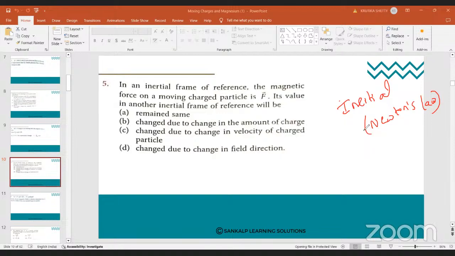So what is the question asking here? In an inertial frame of reference, the magnetic force on a moving charged particle is F. Its value in another inertial frame of reference will be: remained same, changed due to change in the amount of the charge, changed due to change in the velocity of the charged particle, or changed due to change in the field direction.